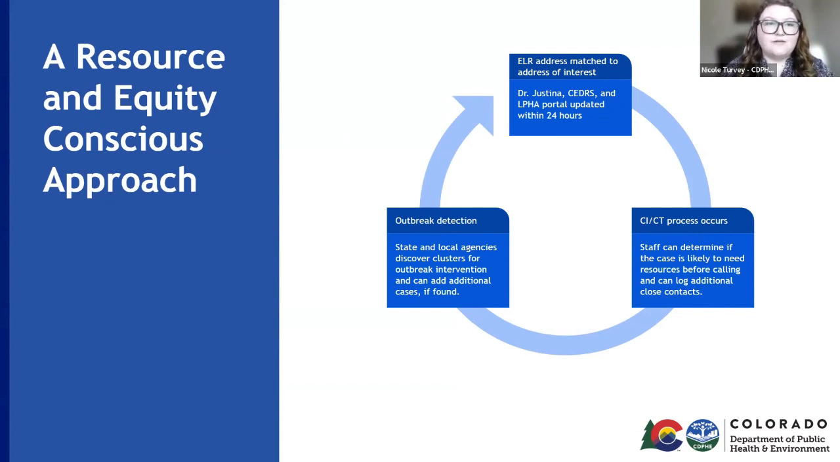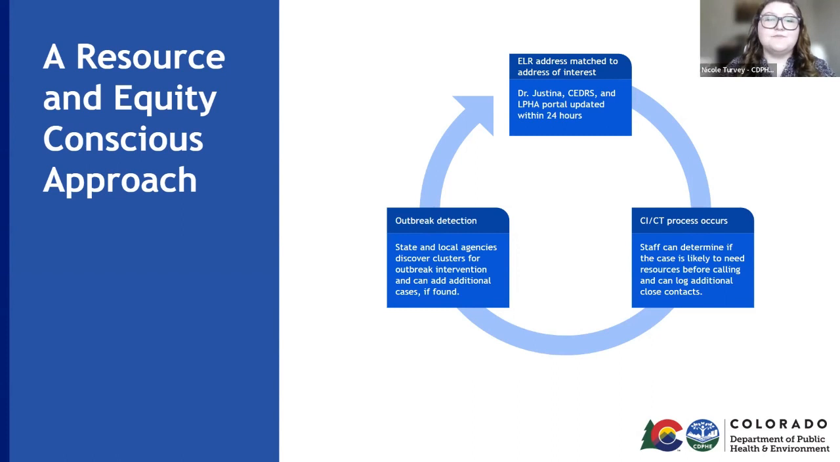Staff members within CICT are able to make these really wonderful decisions about who to call first, who might need resources first, and they can prioritize. If, let's say, we have an Omicron surge and they can't call everybody in a day feasibly, they're able to call the people who need it most first, perhaps create additional cases and contacts. And then we have this nifty feature, which is outbreak detection.